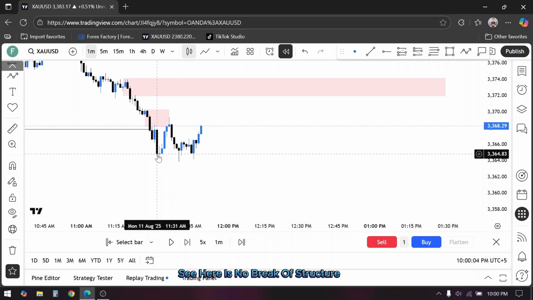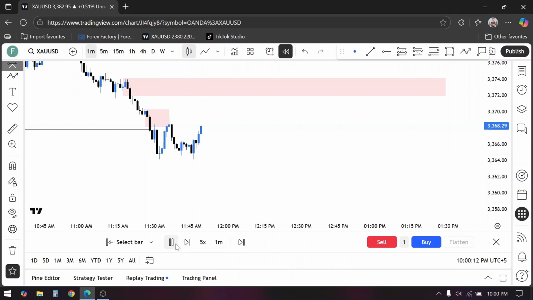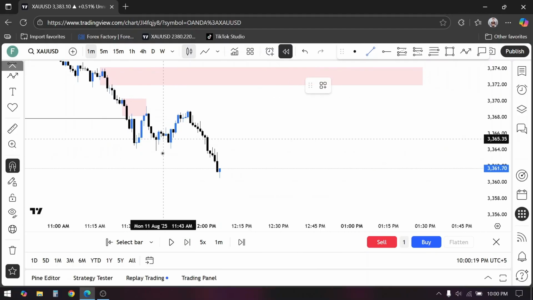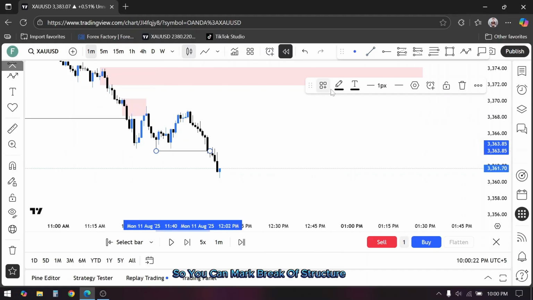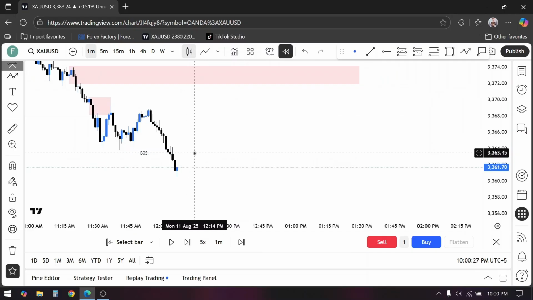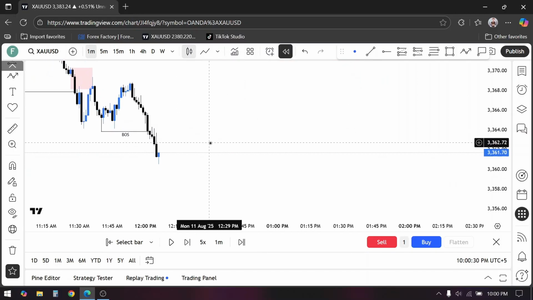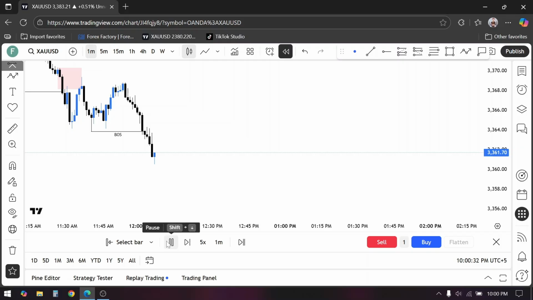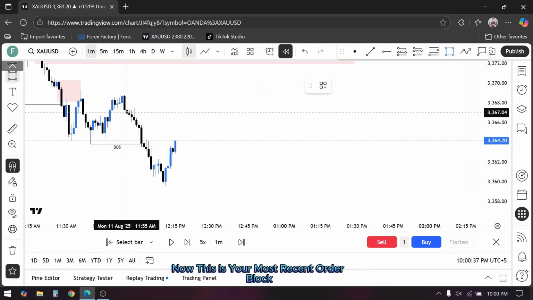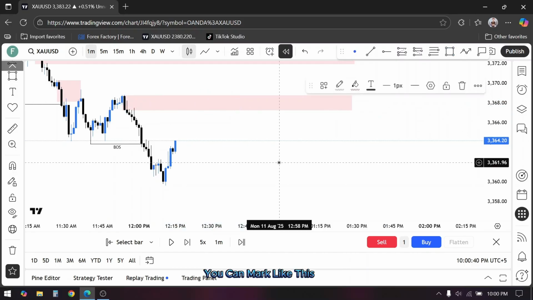See, here is no break of structure, only just liquidity sweep. See, only liquidity sweep. Now break of structure. So you can mark break of structure. Now this is your most recent order block. You can mark like this.